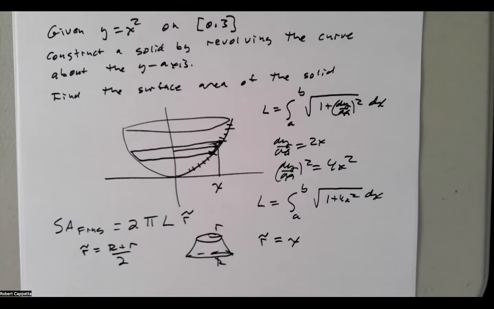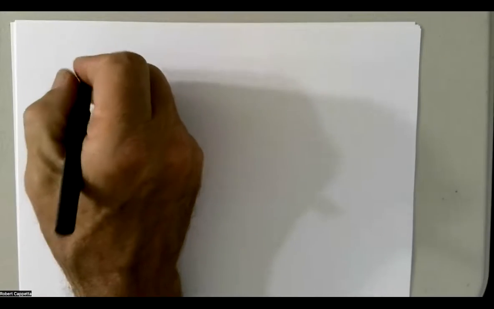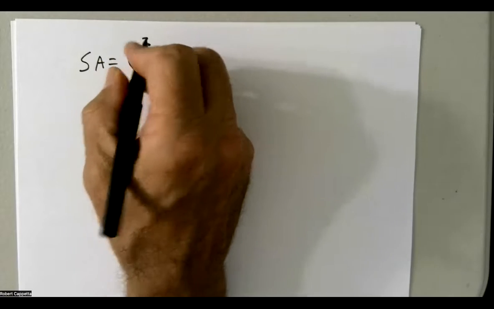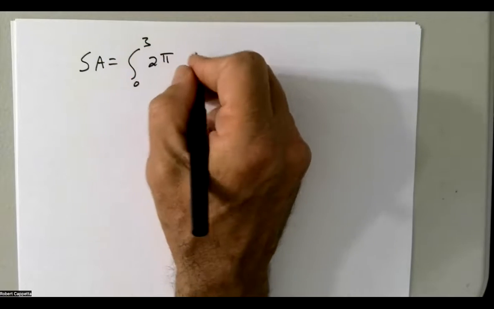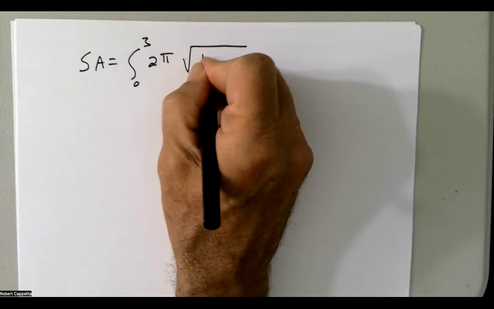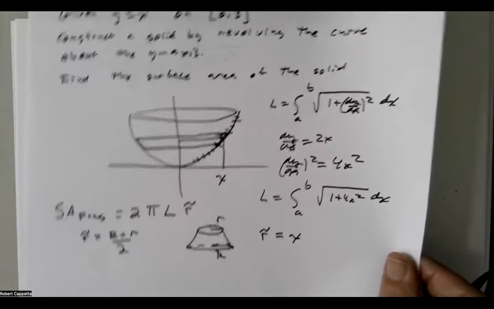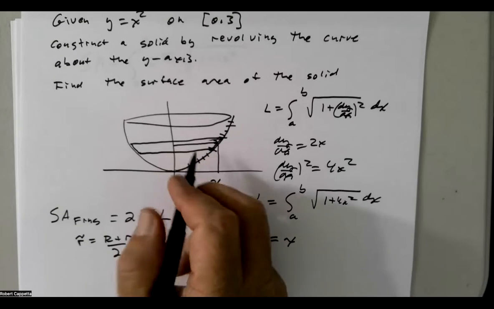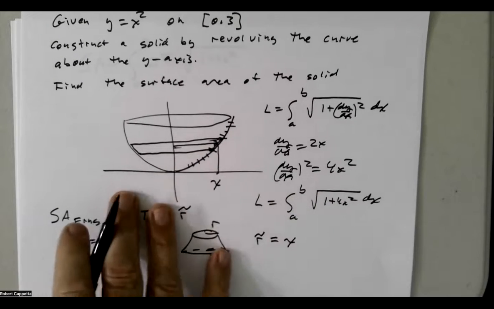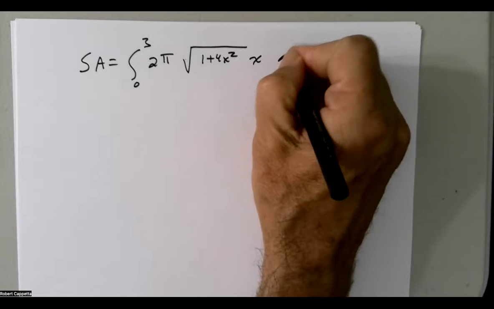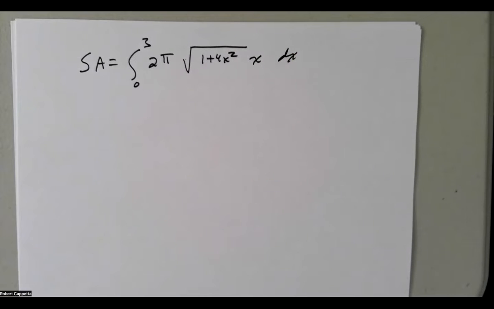2 pi L R. So putting this together, then where are we? Surface area. My integral ranges from 0 to 3 as I stack all these together. 2 pi. The L part, the square root of 1 plus 4x squared. The average radius, again, that's the challenging part of this exercise. The average radius is just x, from the axis of rotation out to this value x. Average radius is just x. And what do we finish with? We finish with dx.